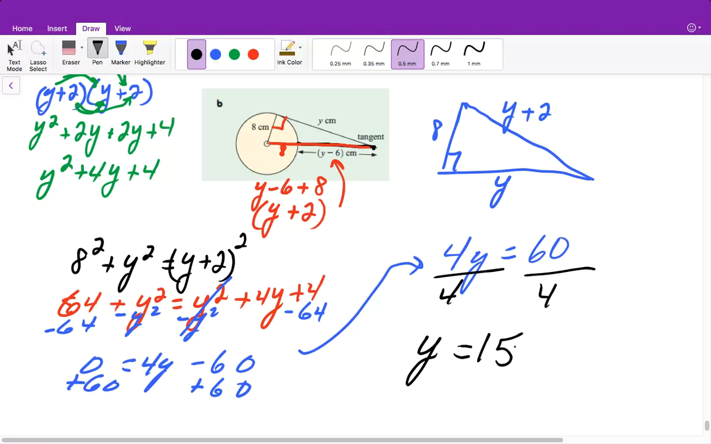All right, and then 15 centimeters. So depending on what they ask, if they ask you to find the length of the tangent, then it's just 15 centimeters. If they ask you to find the distance from the edge of the tangent to the center of the circle, you'll have to plug in 15 and say 17 centimeters. It just depends on what they're asking for.